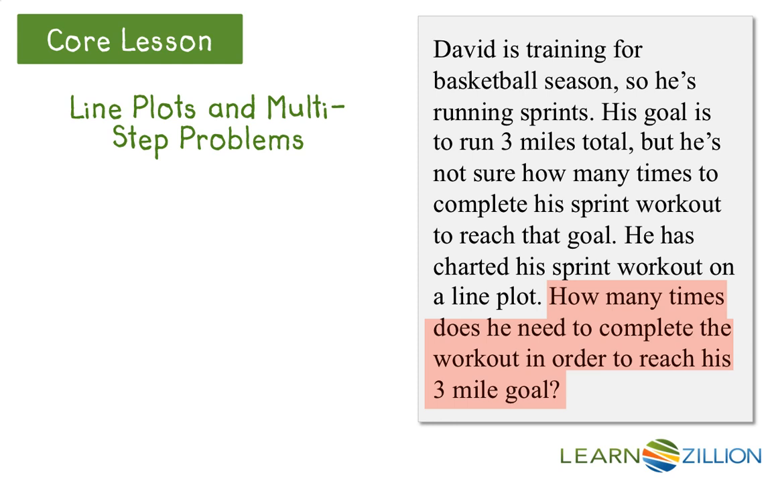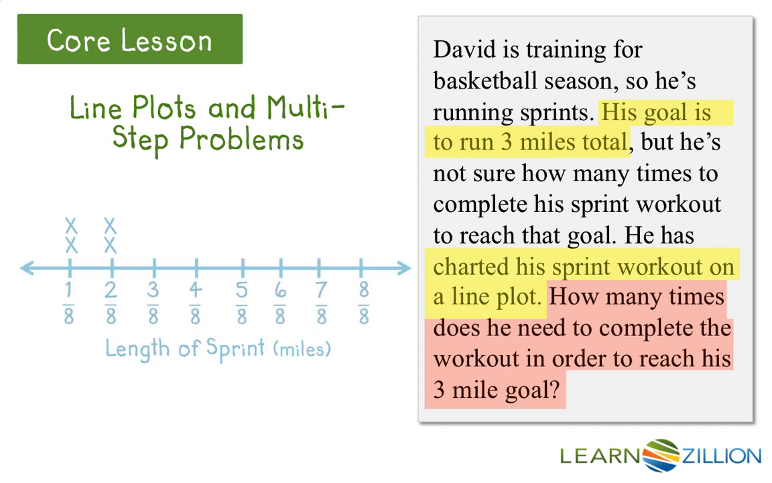We know that we're trying to figure out how many times David needs to complete his sprint workout in order to meet his goal of running 3 miles. We also know that David's goal is to run 3 miles and that he has charted his sprint workout onto a line plot. Having the information organized this way is really helpful when solving the problem.